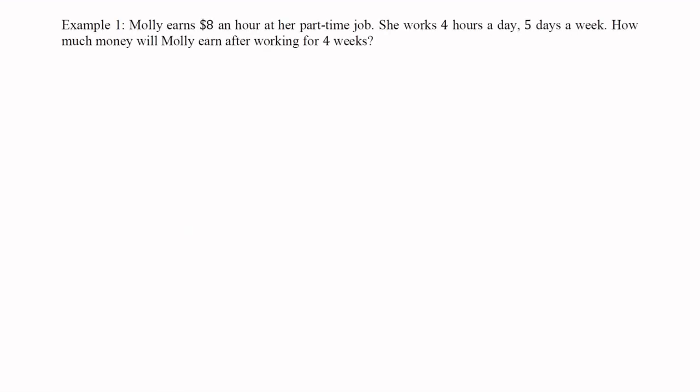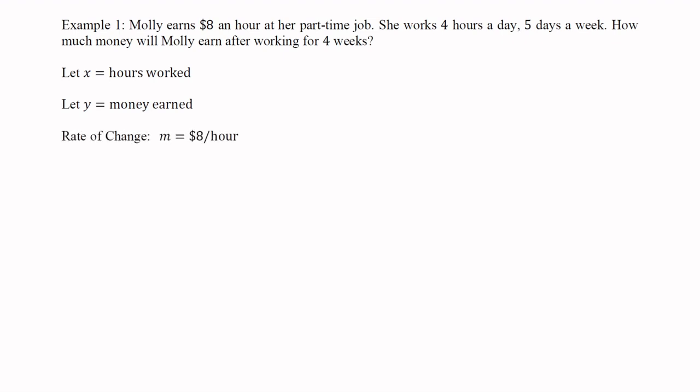So in example 1, Molly earns $8 an hour at her part-time job. She works 4 hours a day, 5 days a week. How much money will Molly earn after working for 4 weeks? So let's let x be the number of hours worked. That is our independent variable. Let's let y be the amount of money earned. That is our dependent variable, because how much money she earns depends on the number of hours she works.